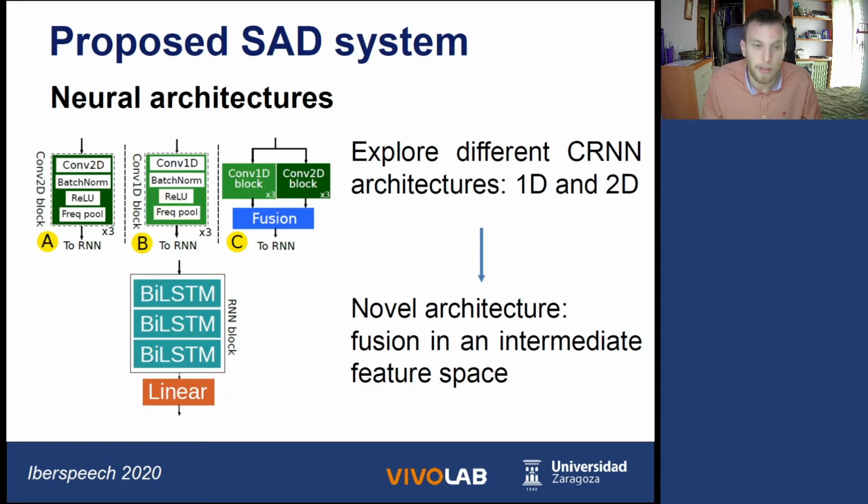Also, you can see here in this figure that all our systems share a common element, that is the RNN block, which is composed of 3 bidirectional LSTM layers and a final linear layer.